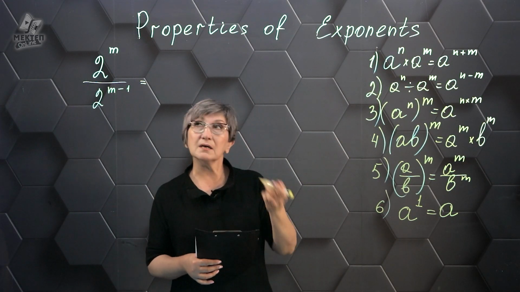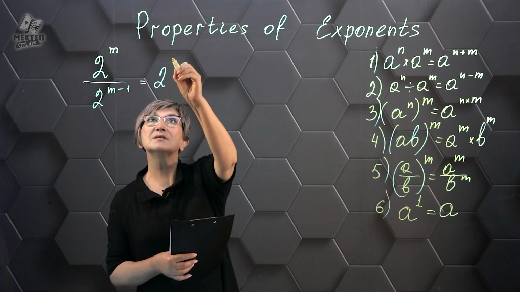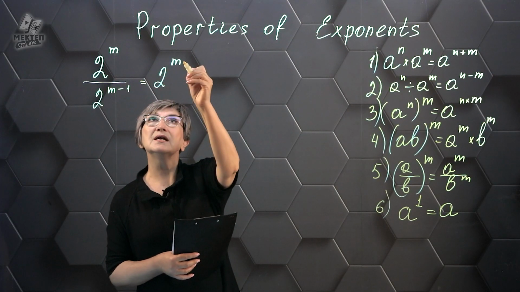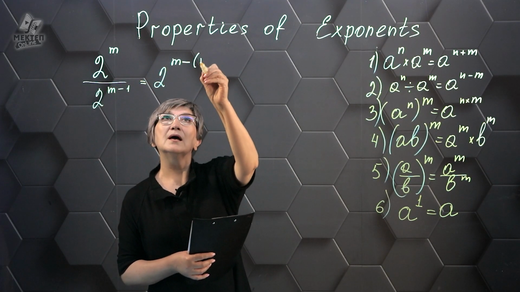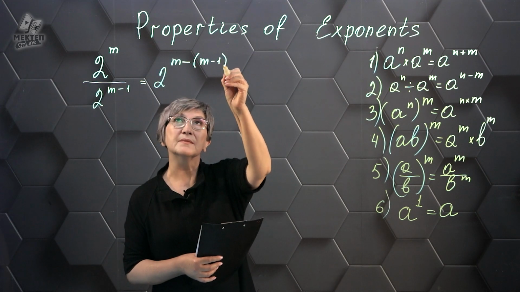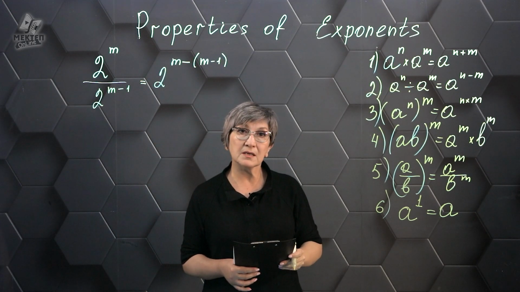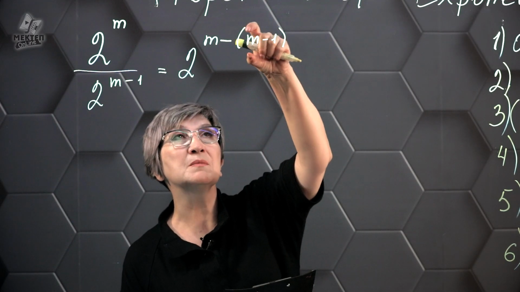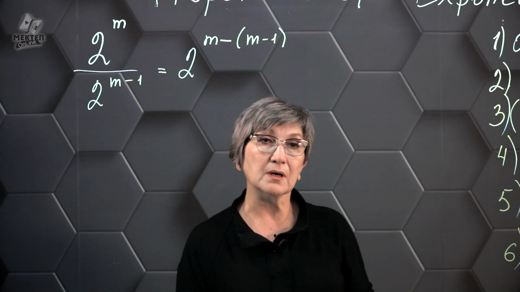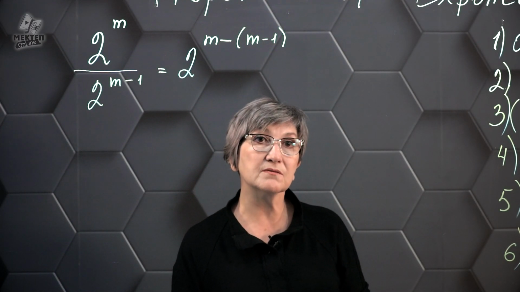We'll write it like this: 2 to the power of m. When we divide, we subtract: m minus (m minus 1). It's important to note that the exponent of the denominator we have written in brackets in order not to make a mistake in the sign.